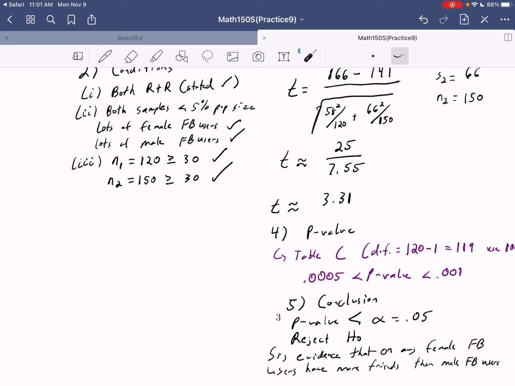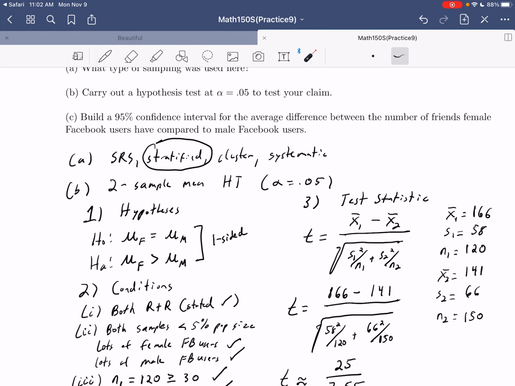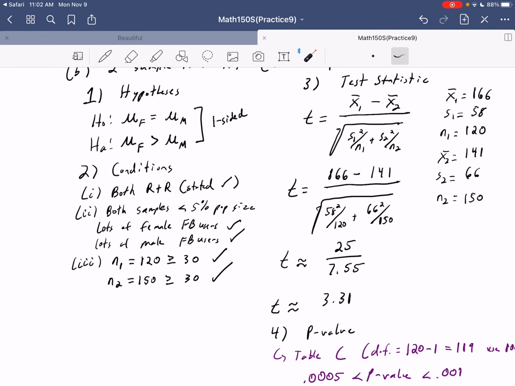Again, so important to put on average. This does not mean that every female Facebook user has more friends than every male Facebook user. It's just saying on average, female Facebook users have more friends than male Facebook users. All right, so that was a two-sample mean hypothesis test. It's probably not one of the most complicated but sort of messy test statistics, but again, the actual 5-step procedure just runs like every one of the other hypothesis tests.